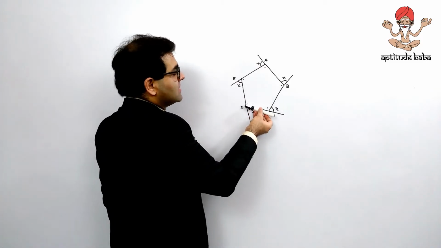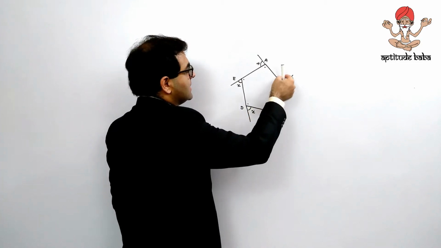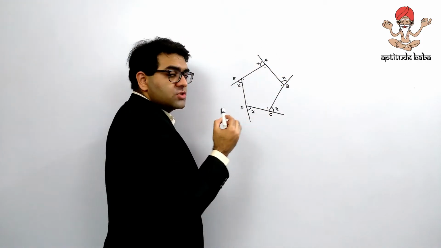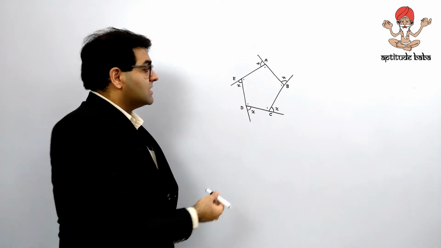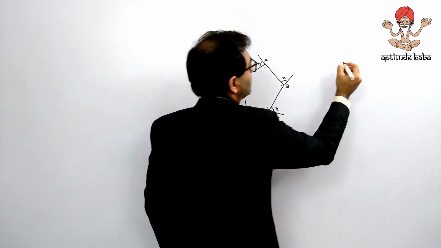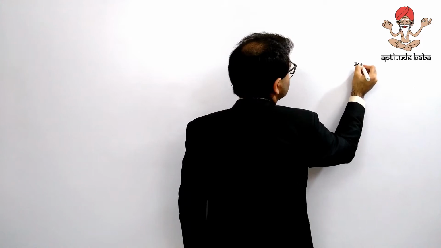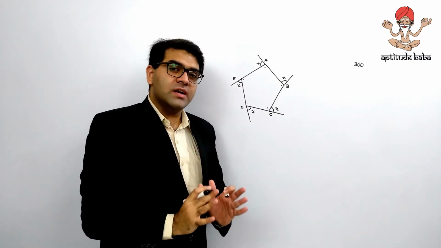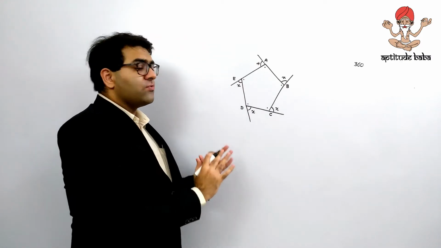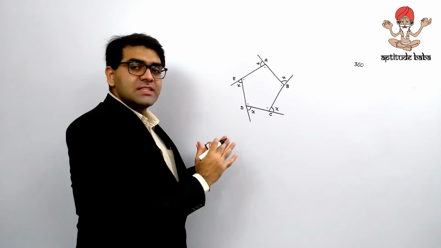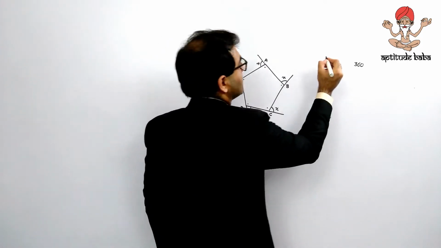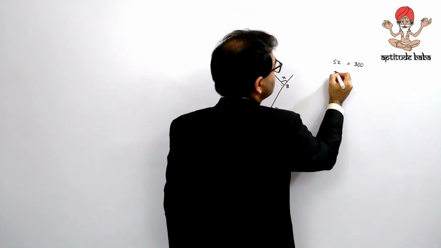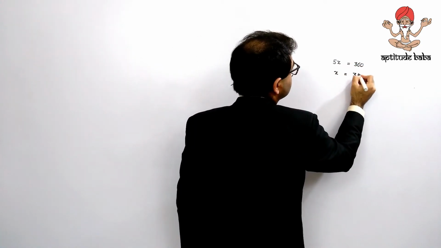What's happening here is that side DC is covering a complete angle of 360 degrees. So can I say in 5 steps, side DC has covered a total angle of 360 degrees. Now since this total angle of 360 degrees has been covered in 5 equal steps of x degrees each, from here I can say that 5x equals 360 degrees, or perhaps x equals 360 by 5.